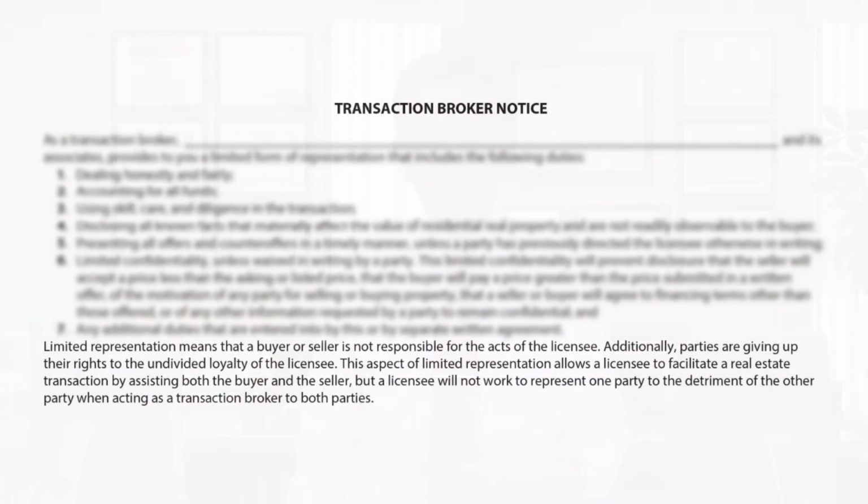Now obviously this offers you a lot more protection as a buyer or seller when you are represented by an agent who is a transaction broker. But again, the document does state that it is a limited confidentiality. So the things that are not listed here might not be confidential. Number 7, any additional duties that are entered into by this or by separate written agreement. What that means is that you could agree to other restrictions or other duties with your agent which are not included here. The limited representation means that a buyer or seller is not responsible for the acts of the licensee.